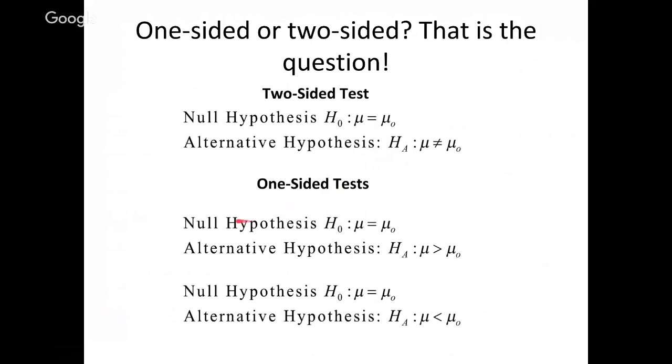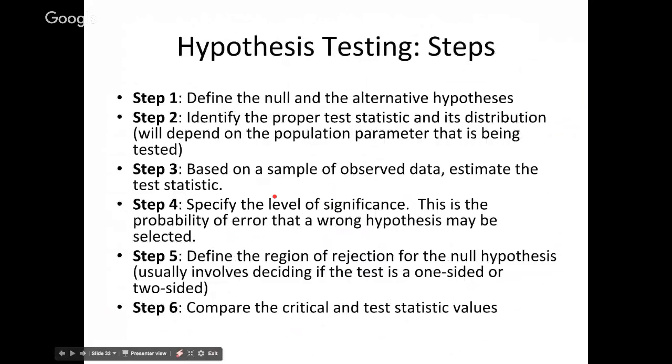A one-sided test, on the other hand, looks like this. Say we again have the null hypothesis that the population mean is equal to mu naught. The alternative hypothesis is that the population mean is greater than mu naught. So we really only care about rejecting the null hypothesis if mu is greater than mu naught. Alternatively, we could have a case where we reject the null hypothesis if mu is less than mu naught. These would both be examples of one-sided tests.